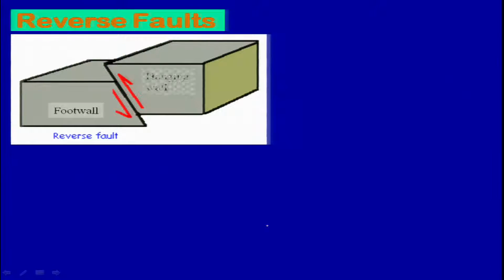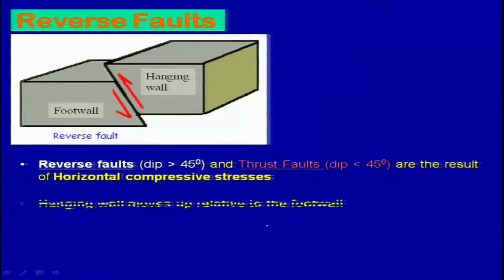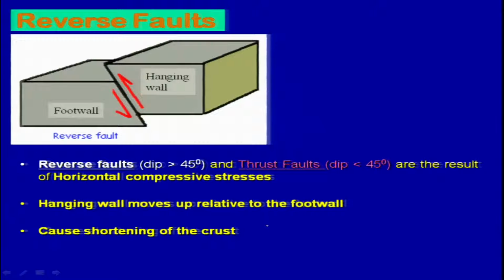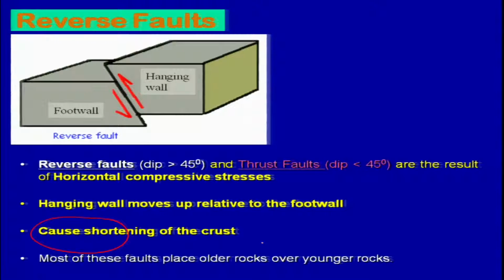So reverse fault, hanging wall, footwall, and this we have already discussed, so I'll just move ahead. But this is important, that when we are talking about reverse faulting, then what we see is that we have the shortening of the earth crust. Okay. But when we are having extension, then we are stretching the earth surface. Okay.